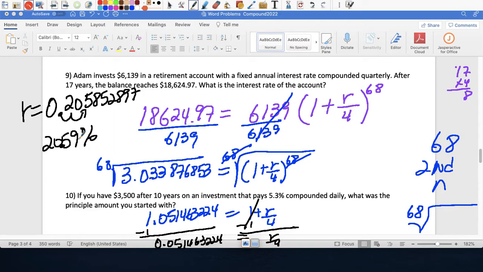Okay, again, 20.59, it's a ridiculous number. So I should have made the question a little more realistic. But it can happen. It can happen.